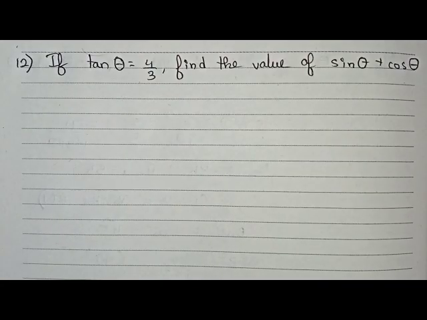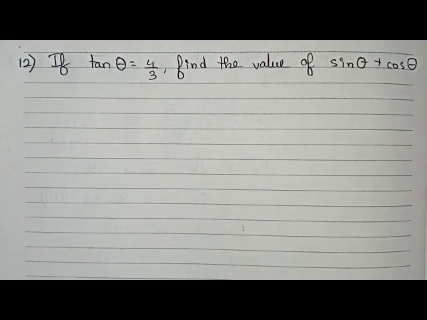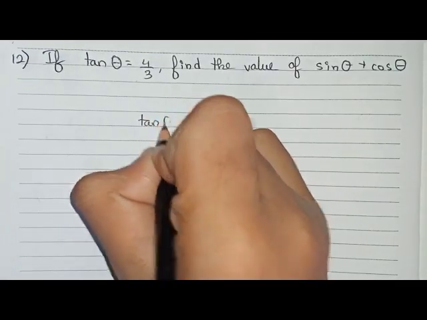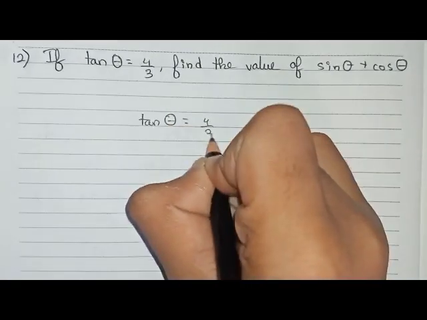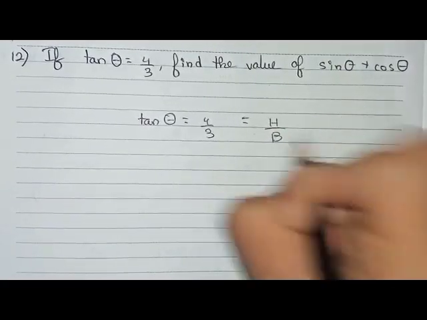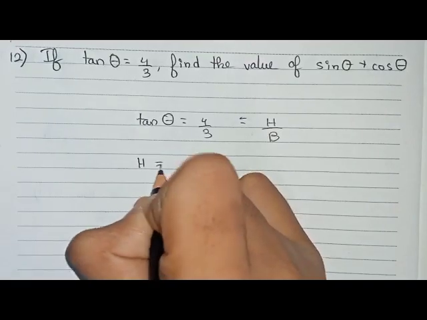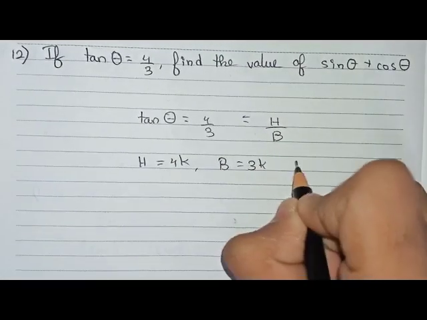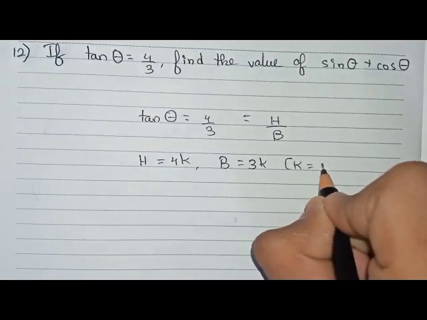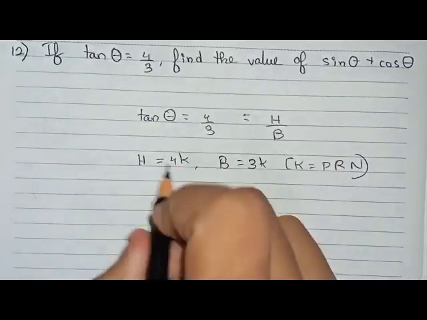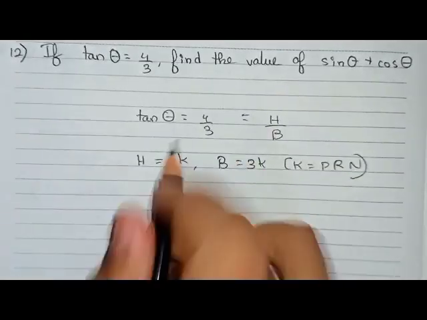Question number 12. If tan theta is equal to 4 by 3, find the value of sin theta plus cos theta. So tan theta value is given 4 by 3. So you know that tan is equal to height by base. So therefore height is equal to 4k and base is equal to 3k. K is equal to positive real number. So with this information you can find out the hypotenuse.